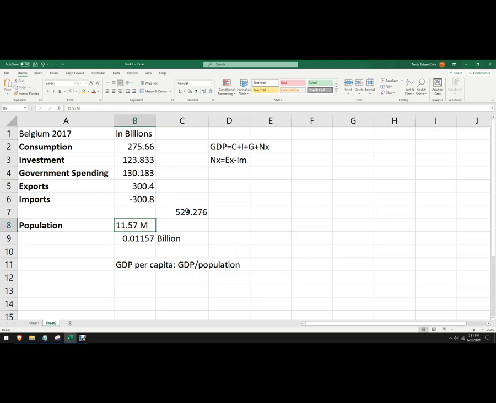And then if I want to convert, since the numbers are in different units. If this is in millions, you can convert this into millions by multiplying by 1,000, or you can divide by 1,000 and get this number here into billions. So that's what I've done here. And I'm going to take this number and divide it by this number. This is the nominal GDP divided by the population, and we get about $45,000.